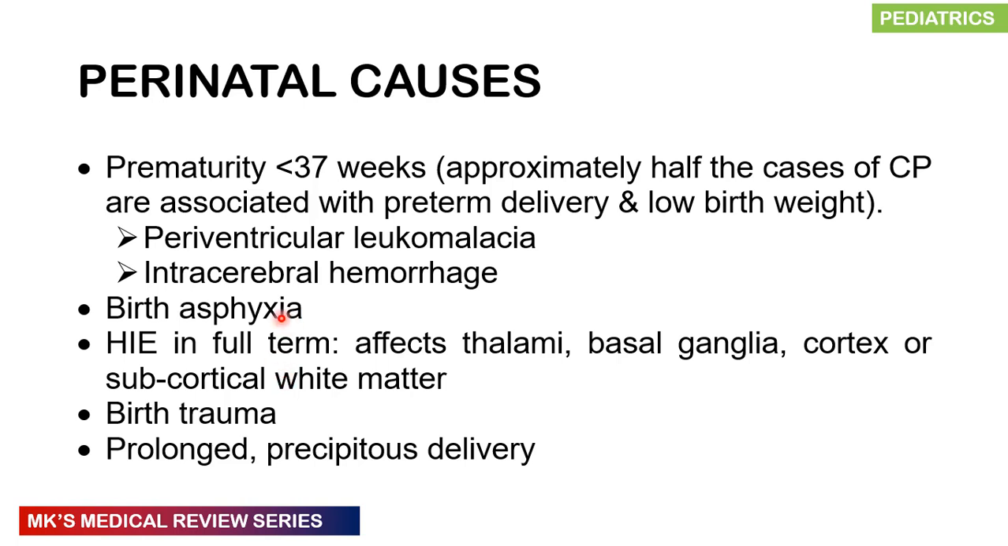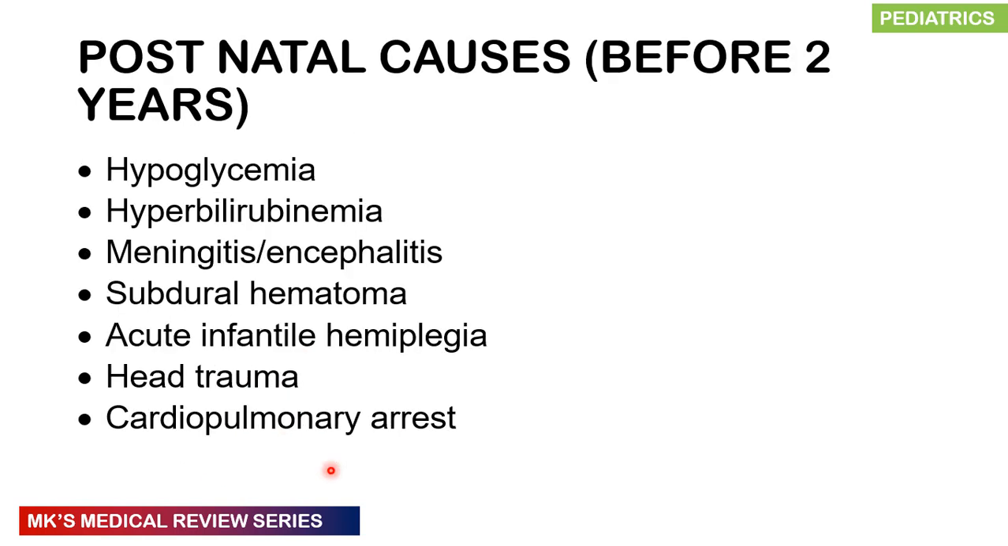They may also have birth asphyxia as a cause. HIE, especially in full-term infants, and remember that this tends to affect the thalamus, the basal ganglia, the cortex and the subcortical white matter. You may also have birth trauma, you may have prolonged or precipitous delivery. Postnatal causes before the age of 2, things like hypoglycemia, hyperbilirubinemia, which may cause kernicterus, meningitis or encephalitis, subdural hematoma, acute infantile hemiplegia, head trauma, and even cardiopulmonary arrest.